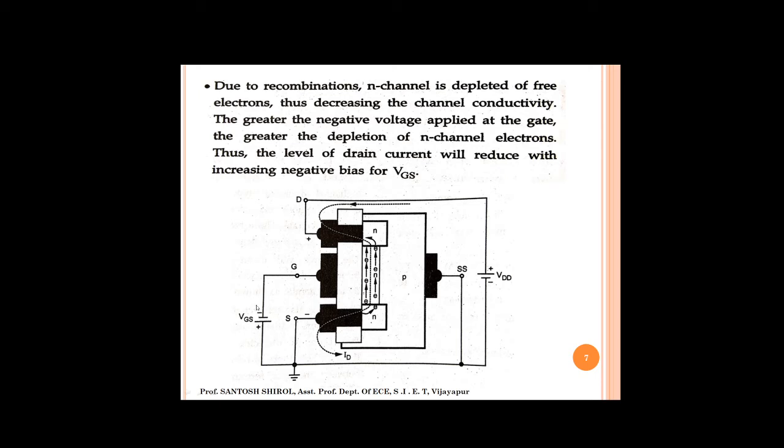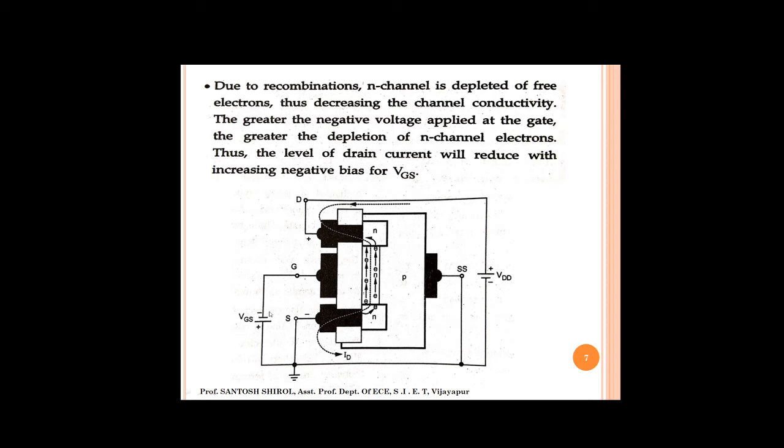If you make VGS positive, whereas here the negative terminal is connected to the gate and positive to the source, if you reverse the battery terminals, then the positive terminal of the battery will be coming over here. It will be attracting electrons. These electrons will try to be pulled towards it, but they will not reach the gate. Why? Because of this silicon dioxide layer, which will not allow electrons flowing into the channel to reach the gate.